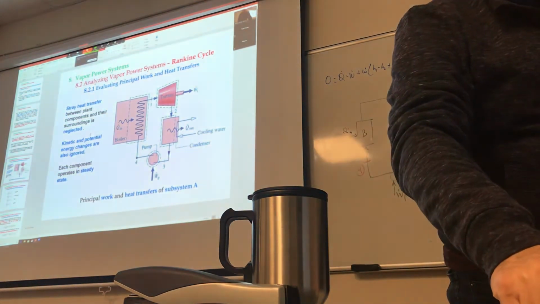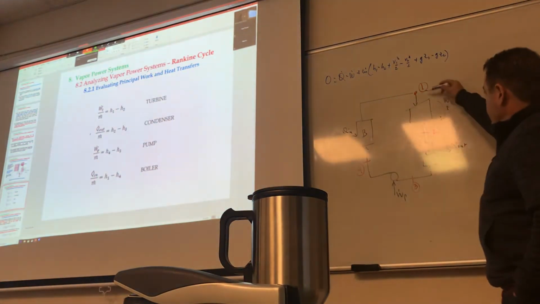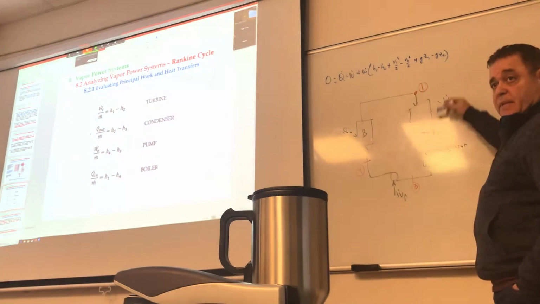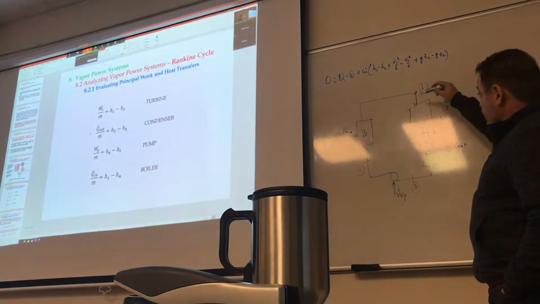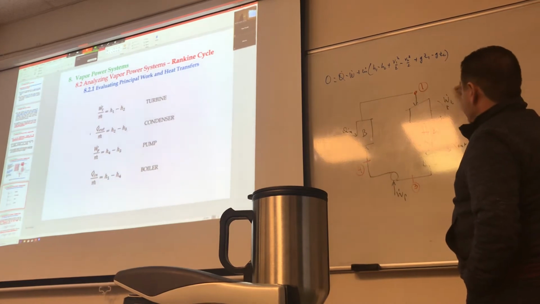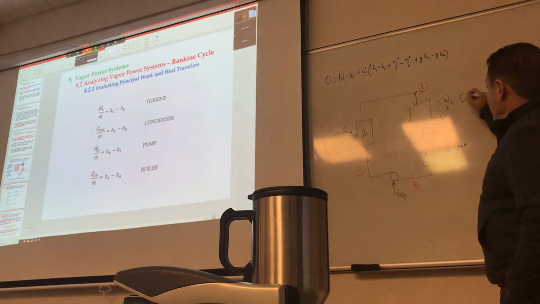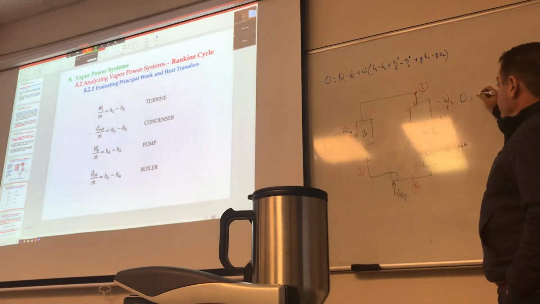Let's look at the turbine, okay? This is 1 and that's 2, inlet, exit, right? For the turbine, is there any heat? Let's simplify this equation for the turbine. 0 equals, what is Q dot? 0.